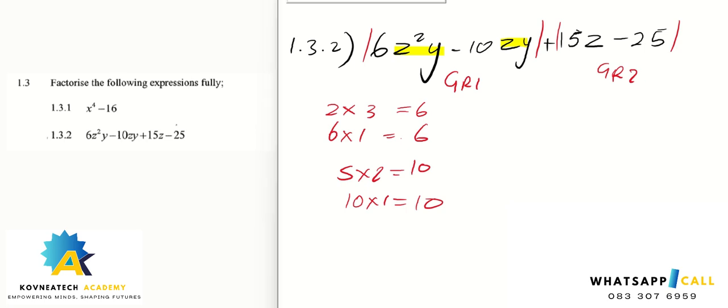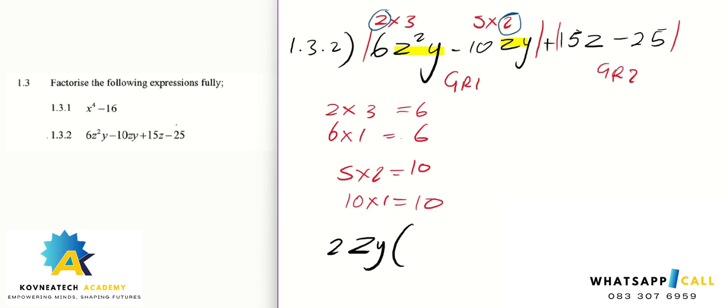Now we can therefore factor out the 2. So we go back to the original equation, then we factor out the 2, z and y. Here it's 2 times 3, and this one is 5 times 2. So the 2 is the common factor, and also the zy is the common factor. So we factor out 2zy, then you'll have 3z minus 5. Then we go to the second group.